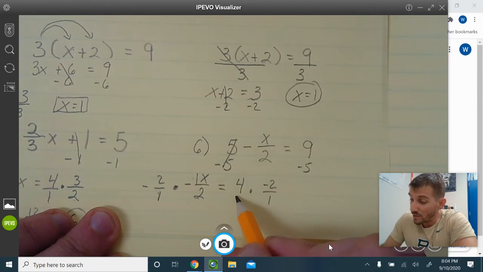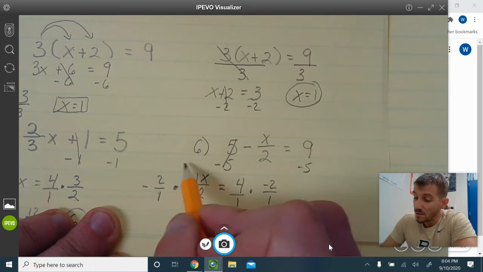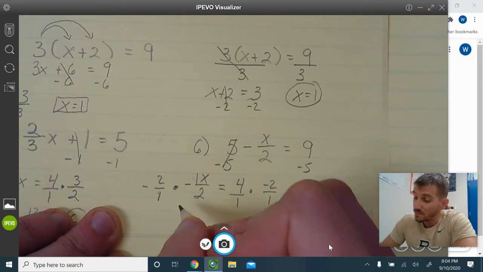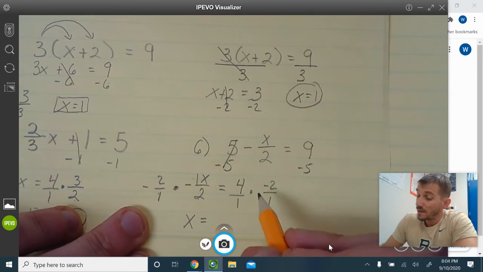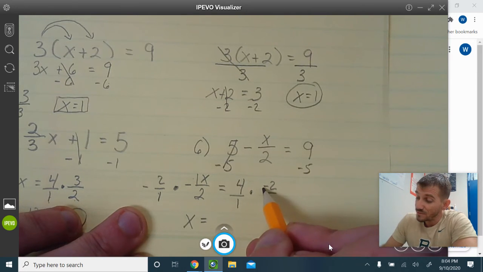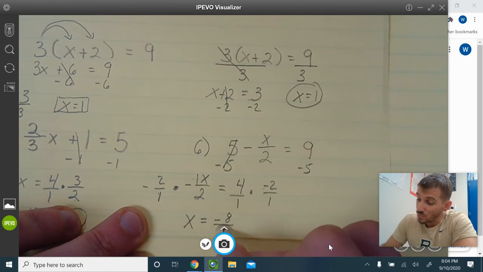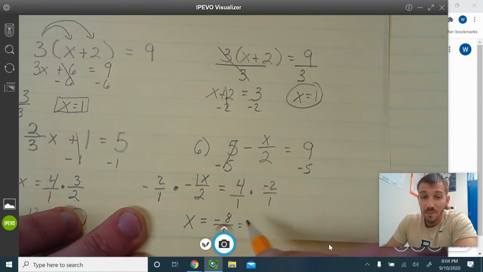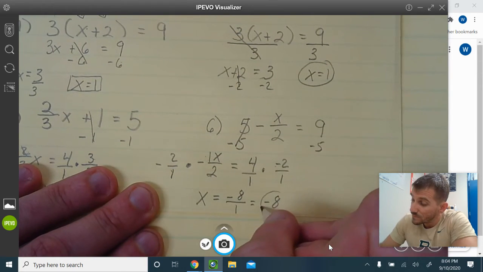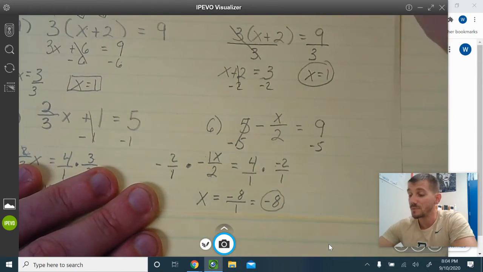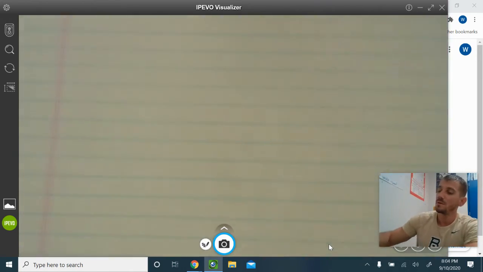We can make this a fraction if needed. Makes life easier. All of this will become just 1x. And on this side, 4 times -2 is -8. 1 times 1 is 1. And -8 divided by 1 is -8. Okay, I'm showing y'all some fractions and ugly stuff just in case you run into it.